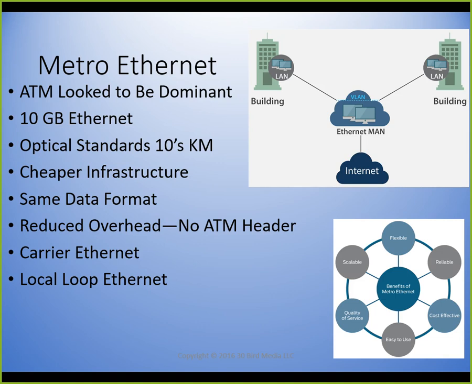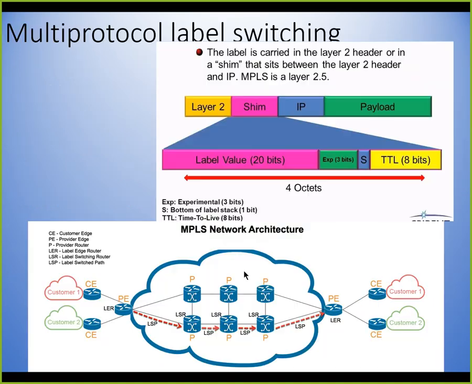We don't have ATM headers, and we don't have ATM. It uses carrier Ethernet, and then the local loop, last mile, is going to be Ethernet. And over here, the advantages of it: flexible, reliable, cost effective, easy to use. We can use quality of service, and it's going to be scalable when those protocols are used.